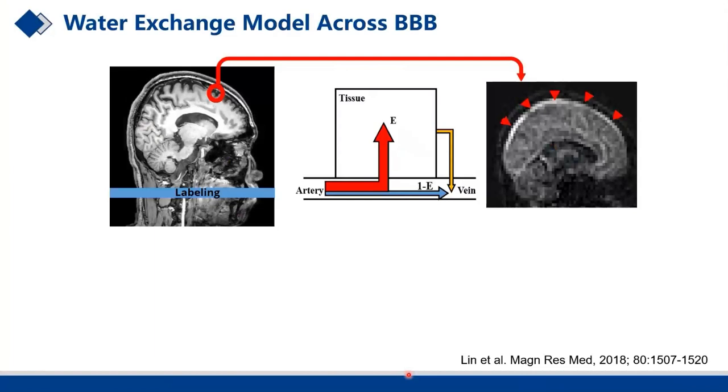And another illustration, essentially, we want to label it with, for example, pCASL, and then wait for a very long time. Here, we normally wait for like 3 seconds or even 4 seconds to wait for those spins to arrive at large veins. And here we choose a very large vein in the brain, that is the superior sagittal sinus, which drains most of the spins from the cortex.